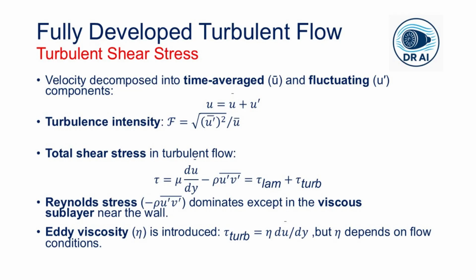This looks just like the laminar formula, but there is a catch. The laminar viscosity mu is a property of the fluid. You can look it up in the table. The eddy viscosity eta is not a fluid property. It's a property of the flow. It varies from point to point in the flow and depends on the level of turbulence. It's different for a fast flow than a slow flow. So while the concept is very useful, it does not give us an easy answer.